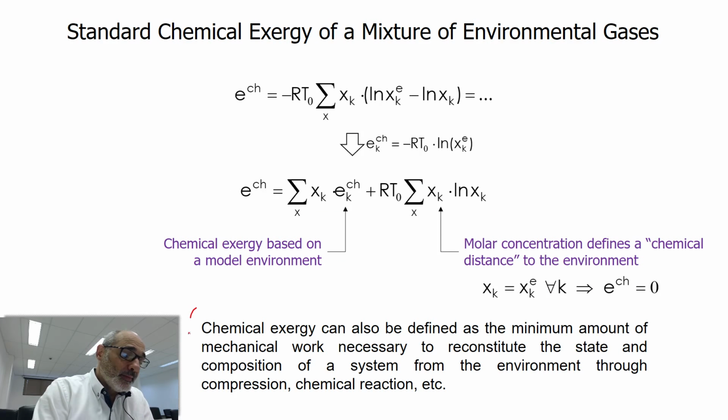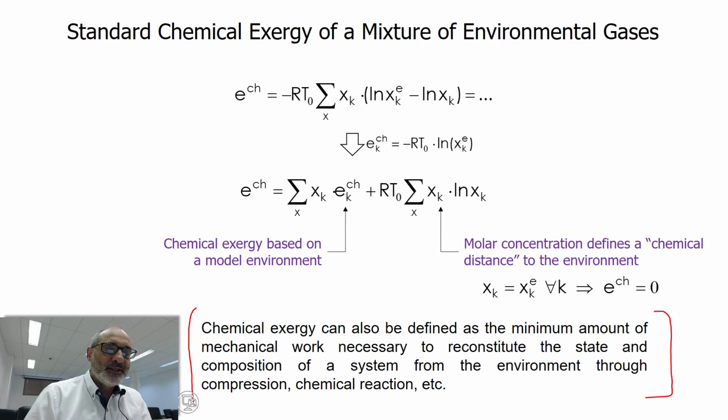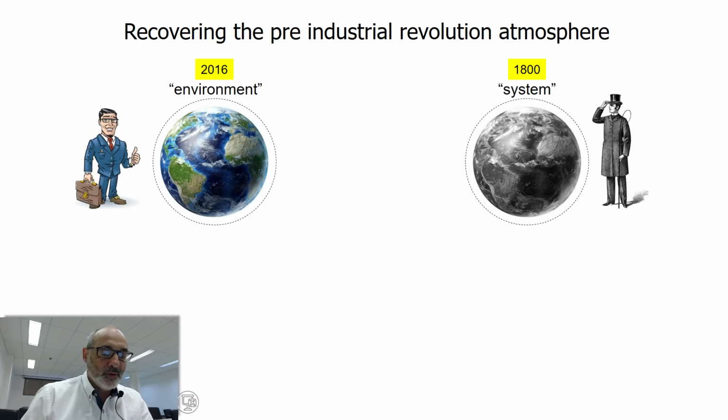And as I already said, chemical exergy can also be defined as the minimum amount of mechanical work necessary to reconstitute the state and composition of a system from the environment through compression, chemical reaction. We did not analyze chemical reaction, but we can do it. We're going to do it in a few moments. I just want to elaborate an example with you before going to chemical reactions. I'm controlling my time because I don't know if I'm going to be able to cover all the subject today.